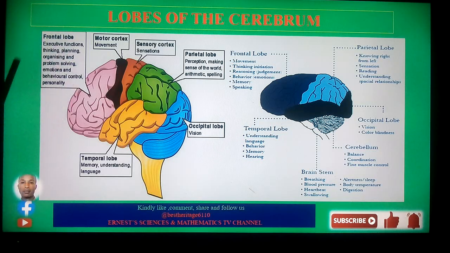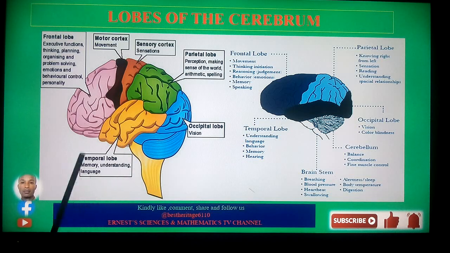So if we start from this specific section, we have the frontal lobe. This is the part of the brain that is involved in the execution of functions, and also planning, organizing, and memory. As we can see from this region, we have a list of functions played by the frontal lobe, and this includes movement, thinking, reasoning, behavior, memory, and speaking. These are given in various orders, but basically they are similar functions given in different names that we are going to see in this particular section.